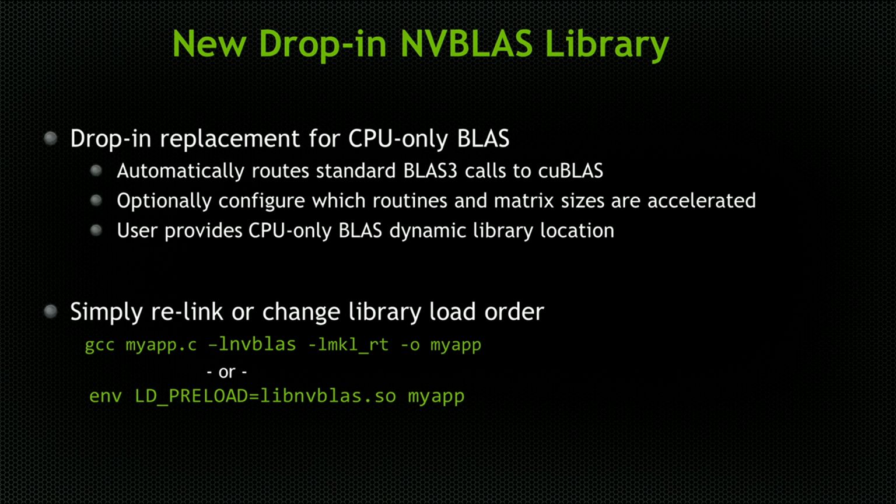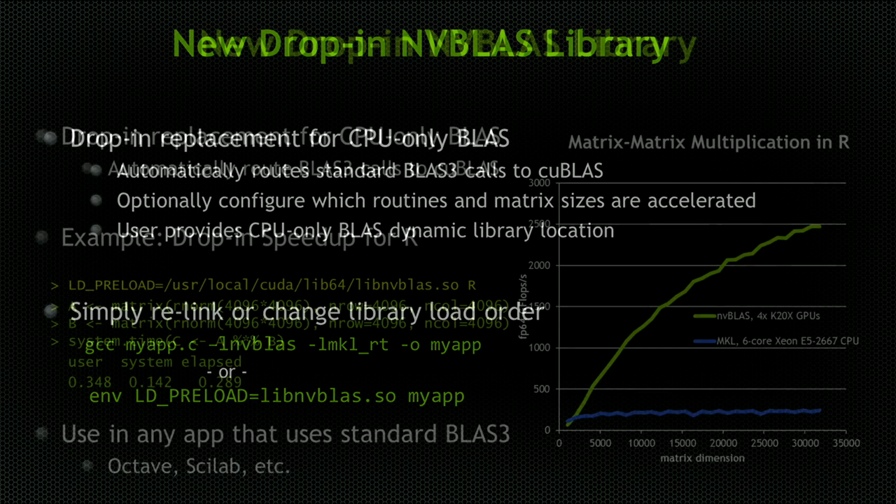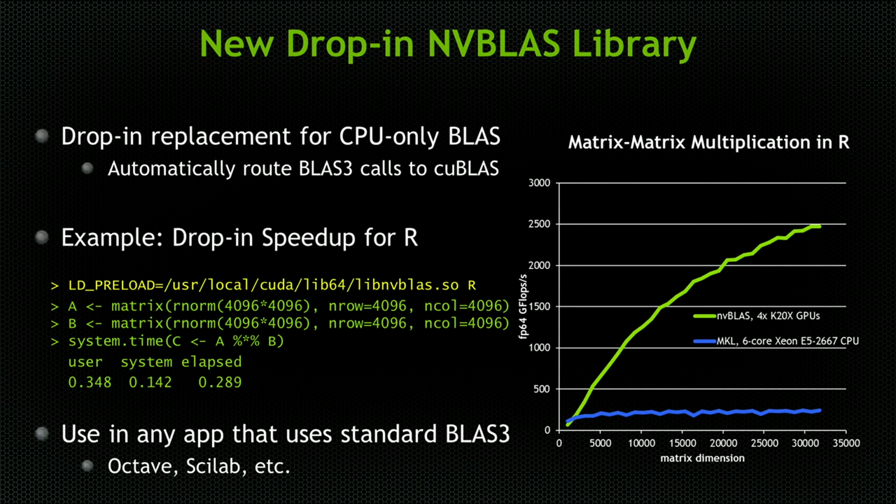If you're able to relink the application, you can specify libNVBLAS before your CPU BLAS, for example MKL, in the link line, or on Linux, you can use LD_PRELOAD to load the dynamic library libnvblas.so before you run your application. And so an example of that, here we've used NVBLAS with R, the statistics package. What I've done here is LD_PRELOAD, and I pass it the path to libnvblas, running R, and then there's 3 lines of R code that just create 2 random large matrices and then multiply them and time that.